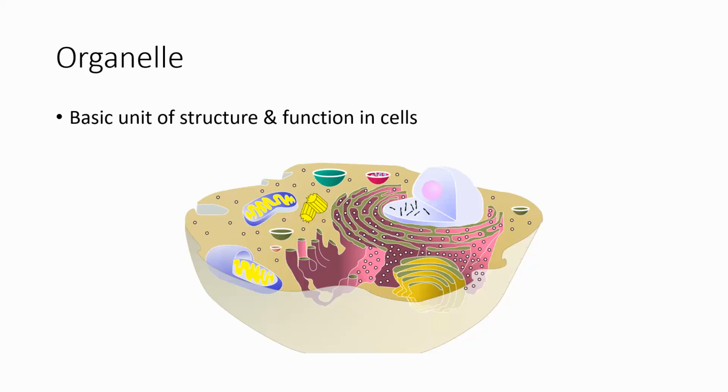So, every cell on the planet is made up of some combination of organelles. Organelles are the subunits of cells, and they're the basic units of structure and function. So depending on the organelles that a cell has, that's going to determine the functions of that cell. That's going to determine what that cell is capable of.